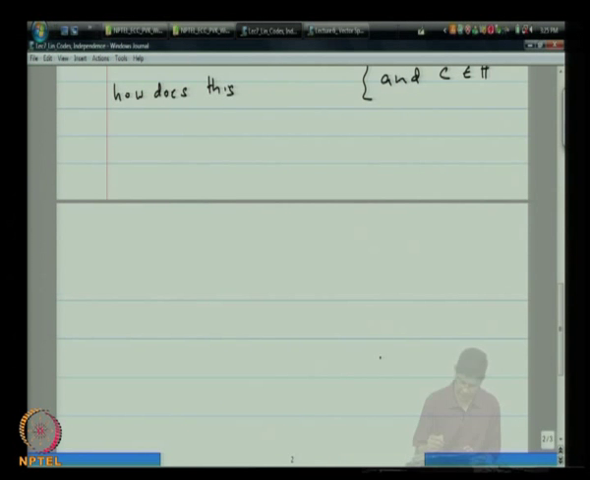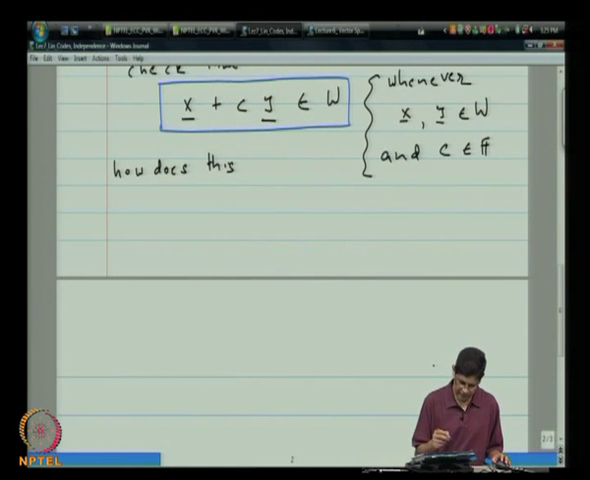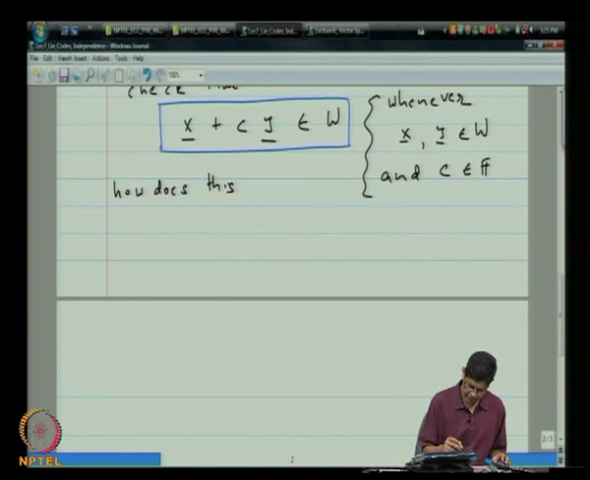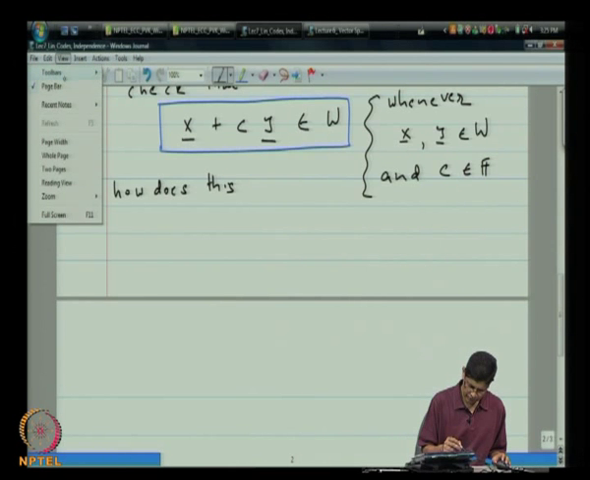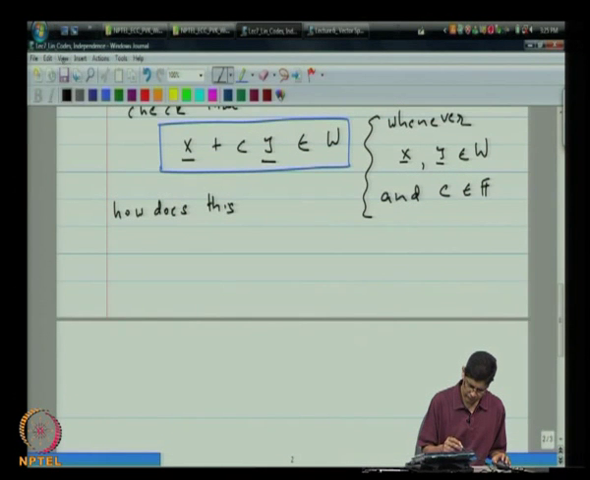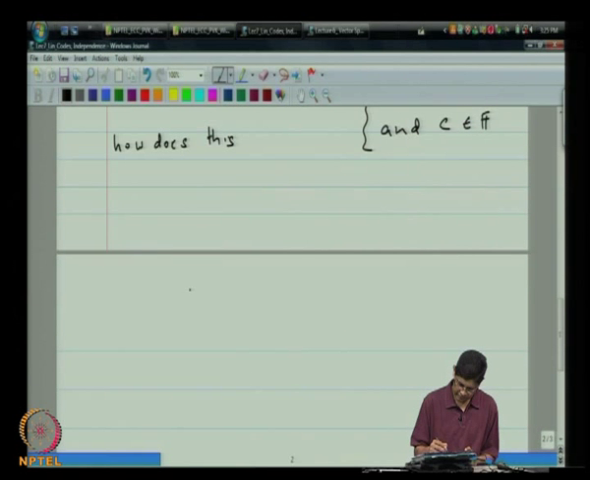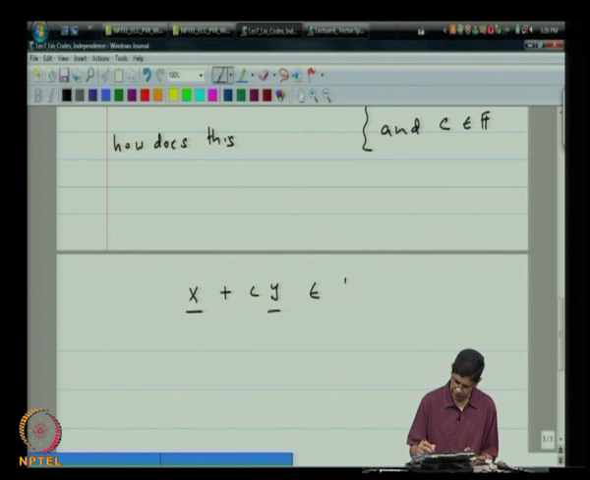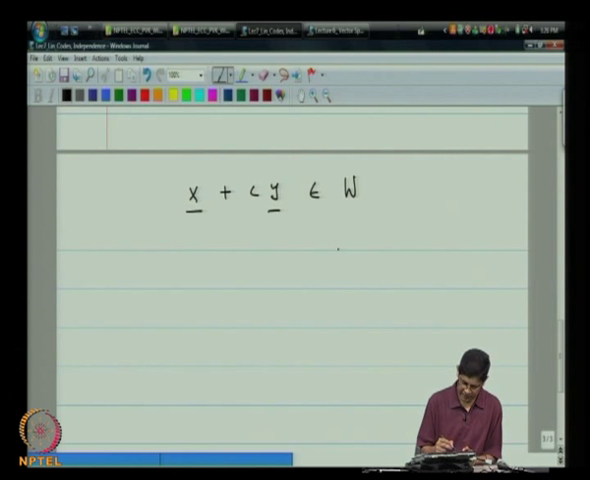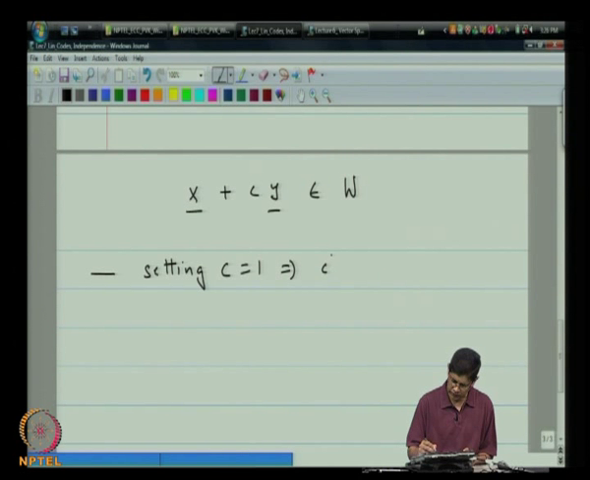So, at the top I am going to repeat the test here. First, let me just pull up some toolbars that I will be using throughout this lecture. All right. So, the test is that x plus C times y must belong to W. And the reason why this test suffices is because, first, setting C equals 1 ensures closure under addition, under vector addition.